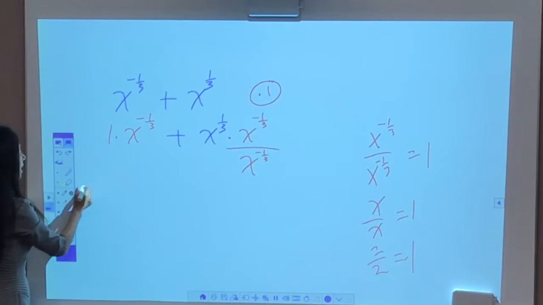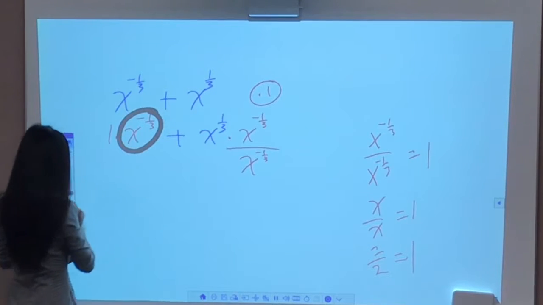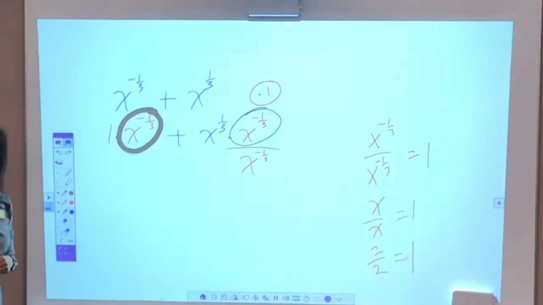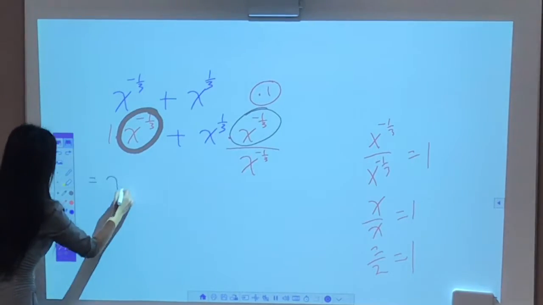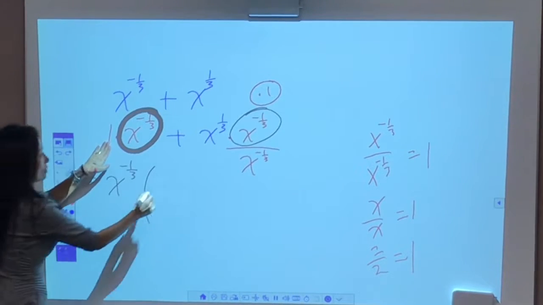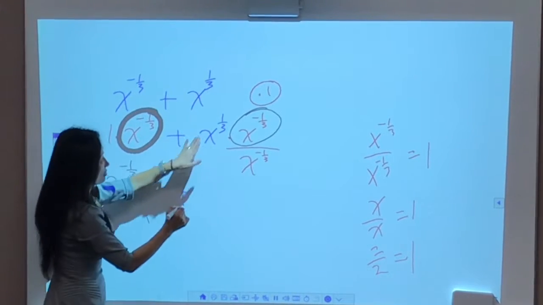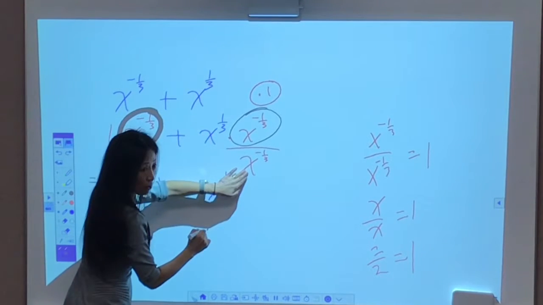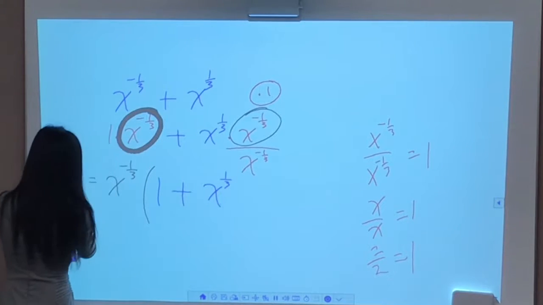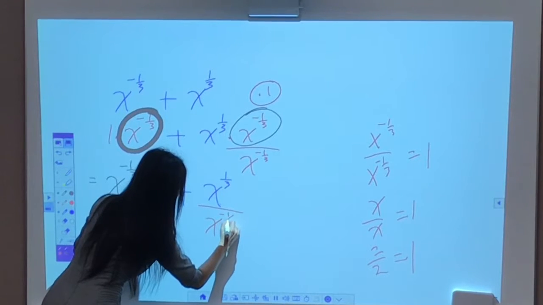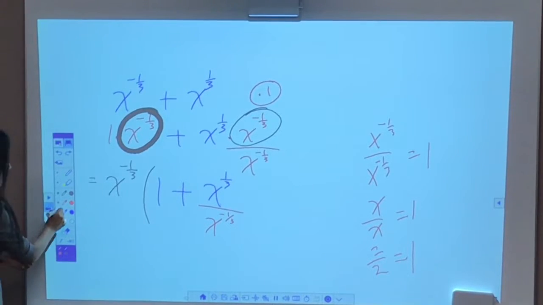Then I'm almost done. Everybody agree? My common factor is what? Everybody agree? That's my common factor. I'm bringing that out. Then I'm left with what? 1. 1 plus what else? X to the 1/3, everything divided by what? With negative, so divided by this. All right, we're done pretty much.